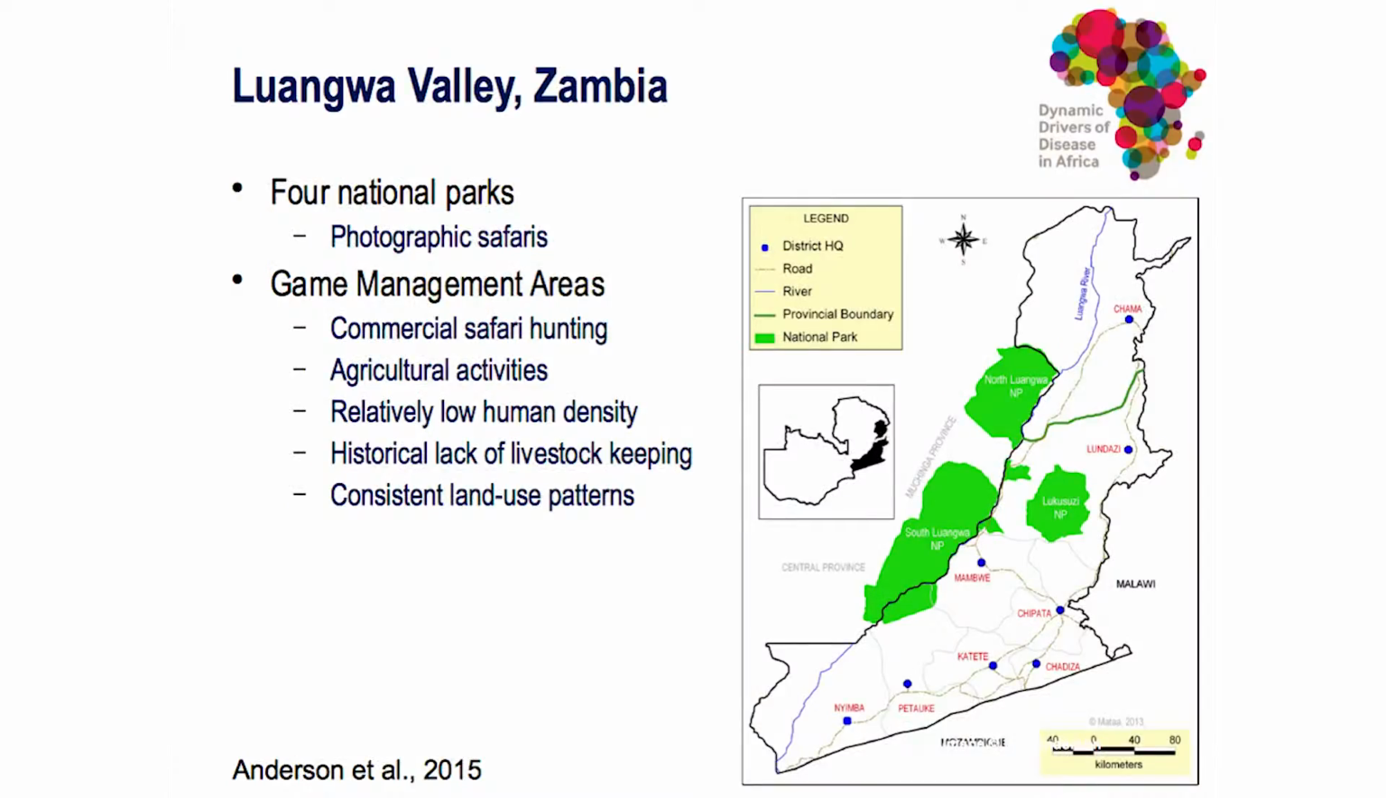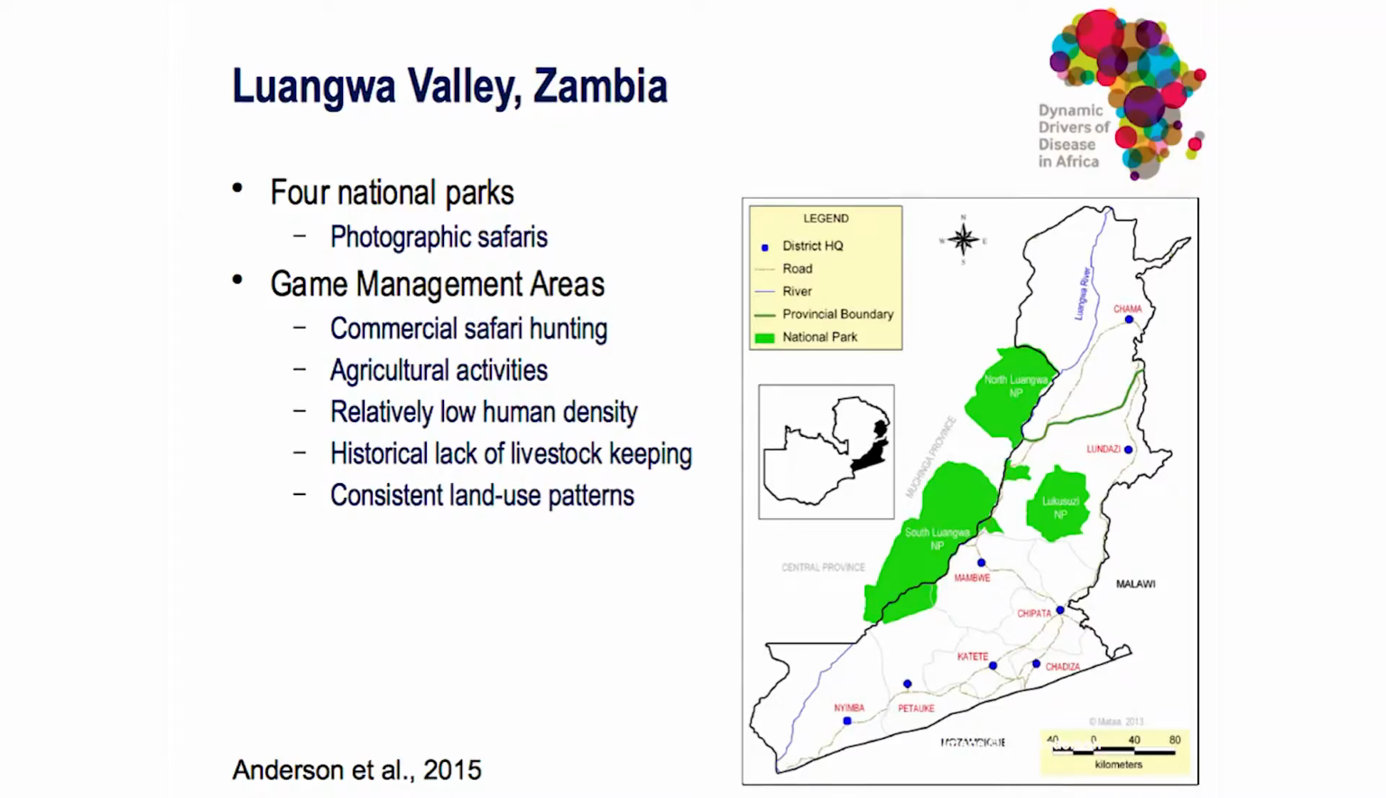So I'll introduce our study area very briefly. This is the Luangwa Valley in eastern Zambia. The Luangwa Valley has 4 national parks. It's a biodiverse area with a lot of potential for photographic safaris, and the South Luangwa National Park in particular brings in a lot of income in terms of photographic safaris.